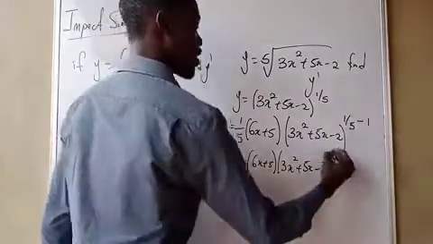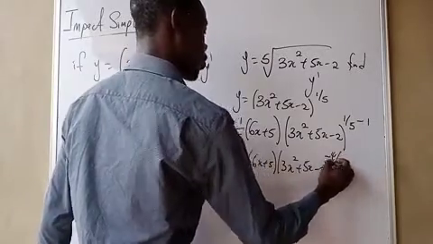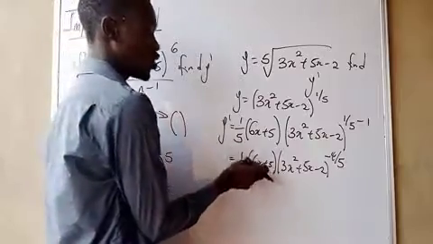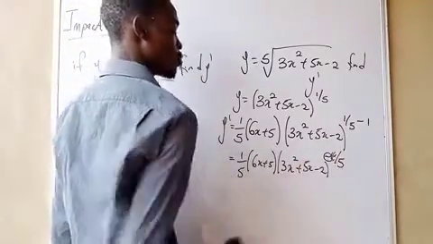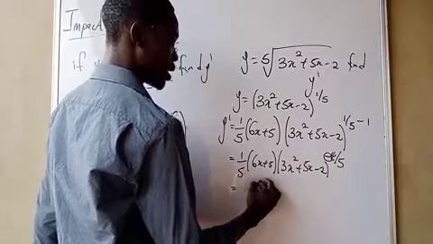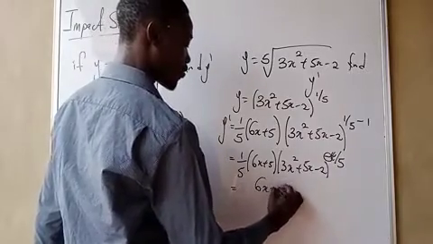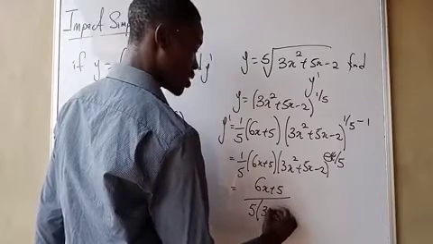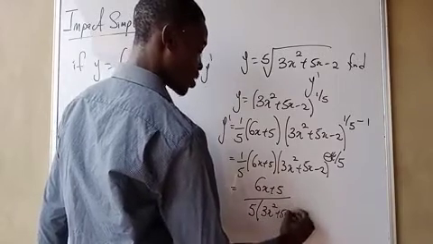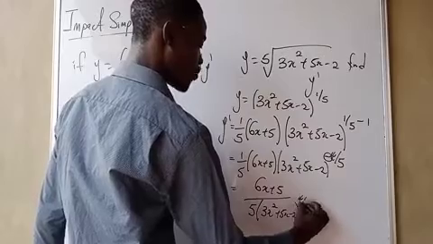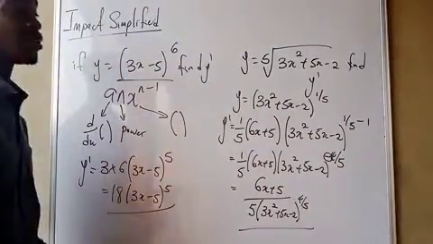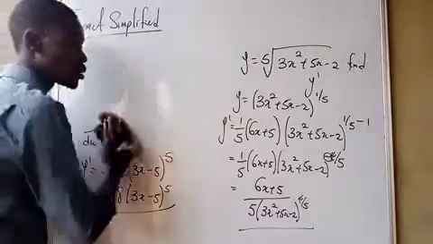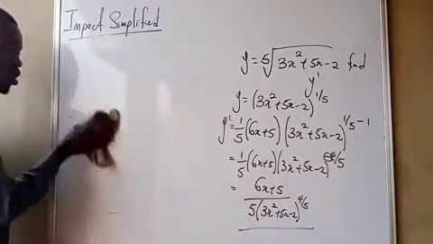Now, 1 minus 5 over 5 will give us minus 4/5. And in mathematics, it is a taboo to leave your answer like this. What will happen to this negative? It will come down, and that will give us (6x plus 5) divided by 5 times (3x squared plus 5x minus 2) to the power of 4/5. And you can see it is simple. And that is that about the function of a function.